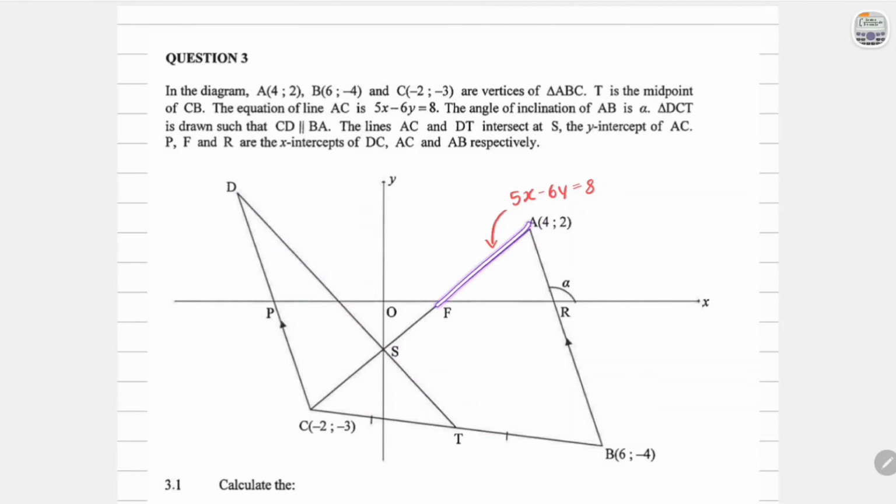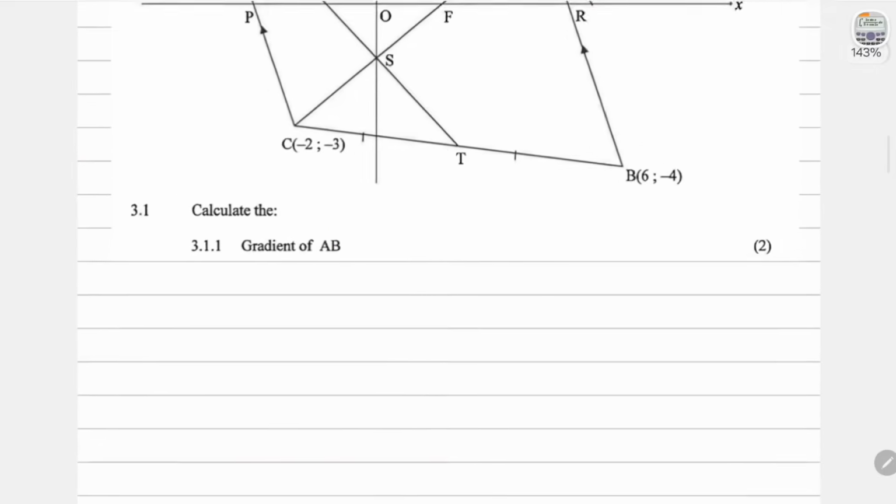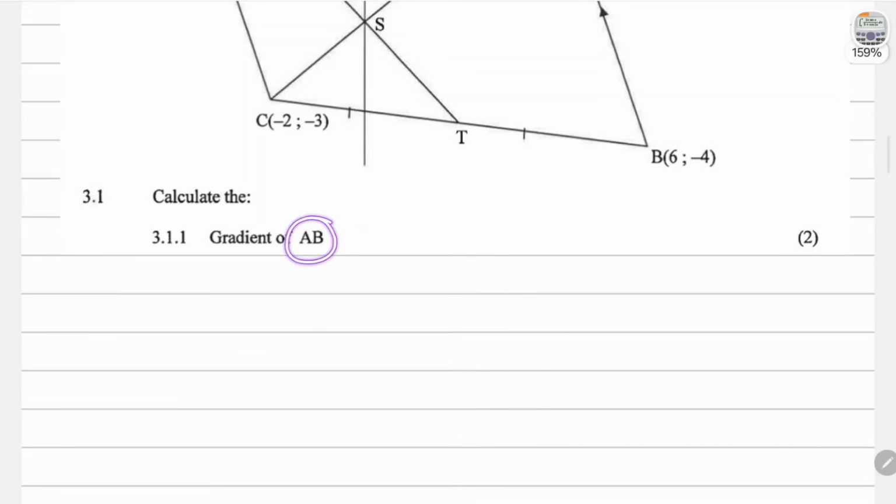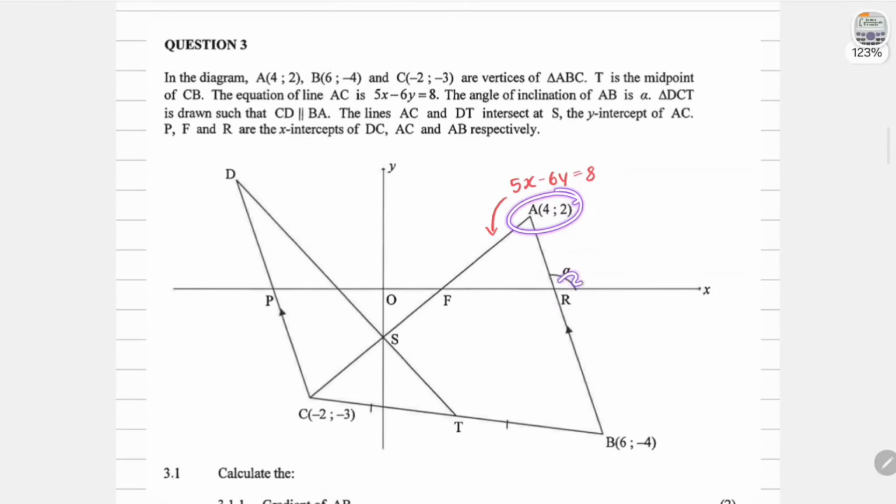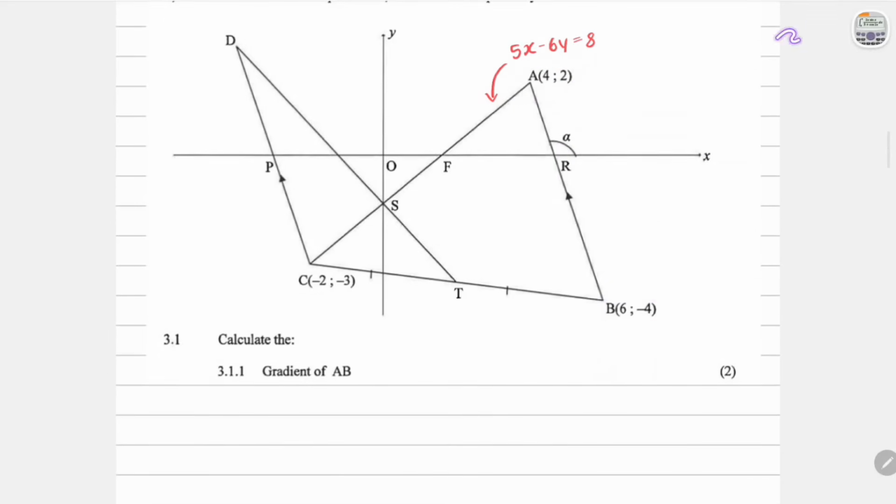The lines AC and DT intersect at S, the y-intercept of AC, which we have the equation of. Then P, F, and R are the x-intercepts of DC, AC, and AB, respectively. And the first question asks us to calculate the gradient of AB. And we have 2 points, so let's go ahead and find the gradient.